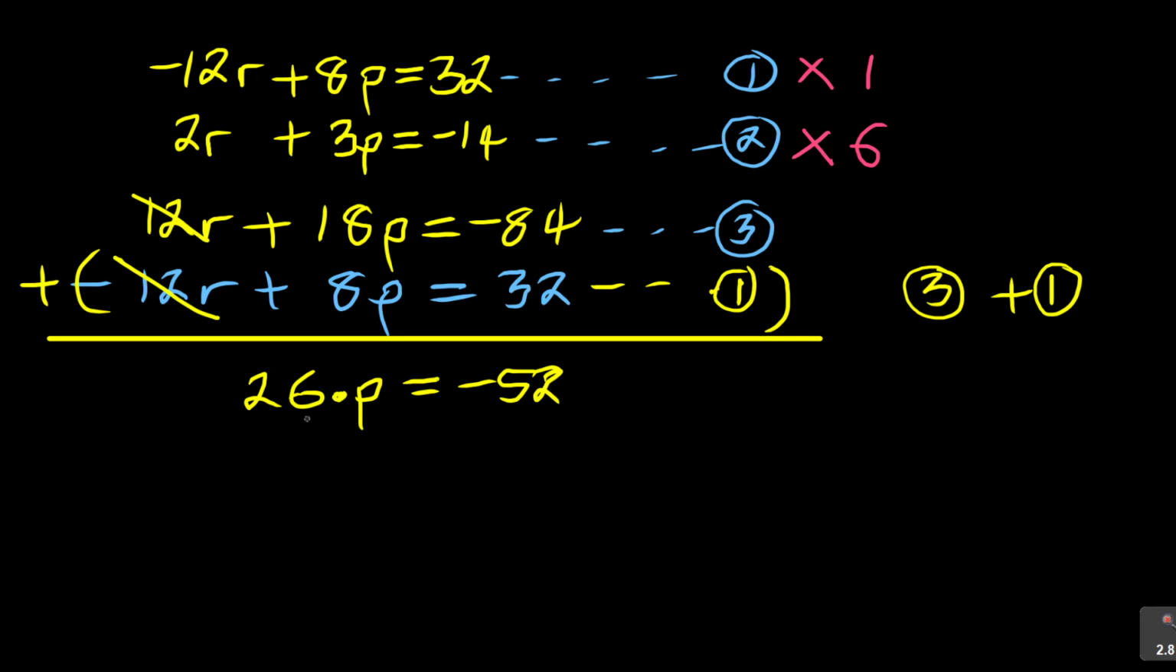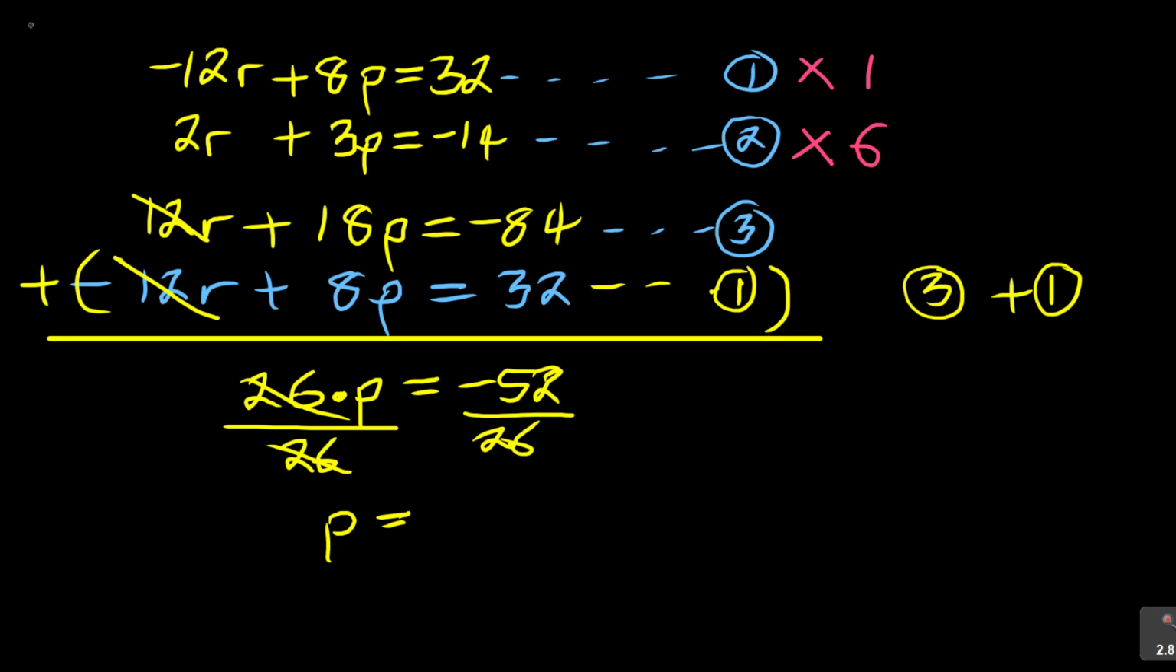26 times p. The opposite of that is division. So I divide both sides by what? By 26. That's what I wanted to bring to attention. So you've got p is equal to, I think here it's 2. 26 goes into 52 twice, if I'm not mistaken.